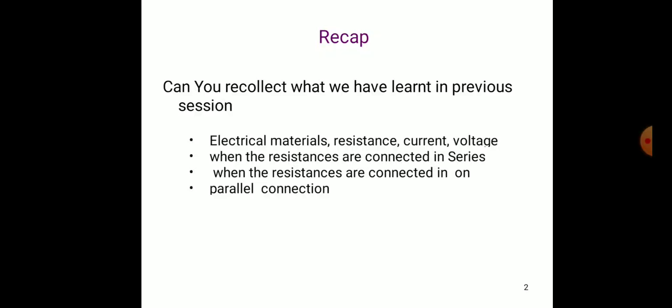The flow of electrons is called the current, that is measured in amperes. We also discussed the voltage, that is the electromotive force which moves the electrons from one position to another point, called the voltage. The units are volts.